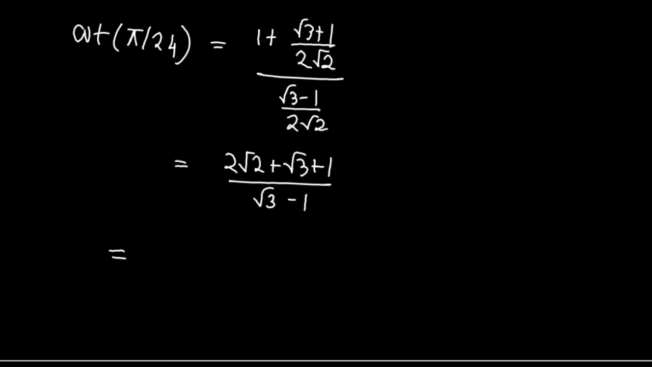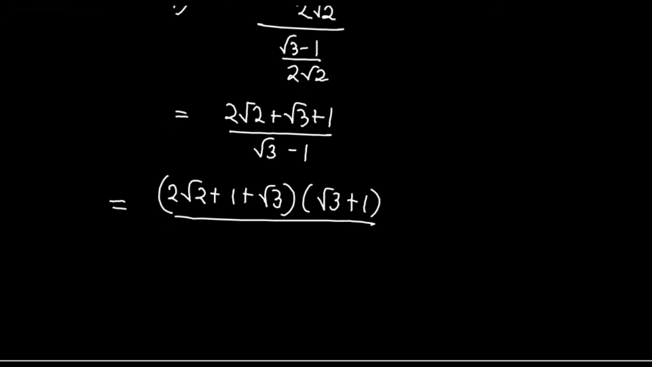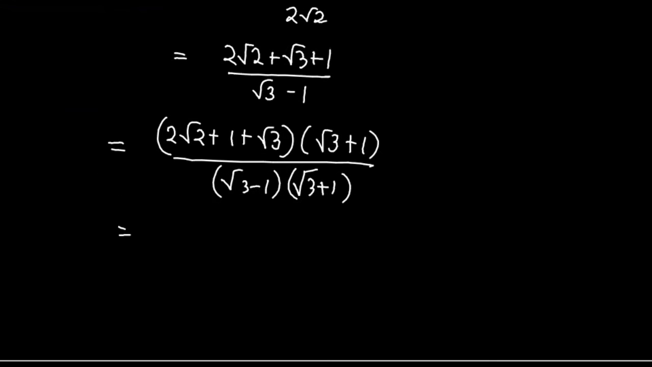Now simple calculation. We have 2 root 2 plus 1 plus root 3 in the numerator, and we are rationalizing this. Whenever we have a root term in the denominator, we rationalize by its conjugate. So it is root 3 minus 1 in the denominator, and we will multiply with root 3 plus 1. So it is 2 root 6 if we multiply individually, plus 2 root 3 plus 2 root 2 plus 4.